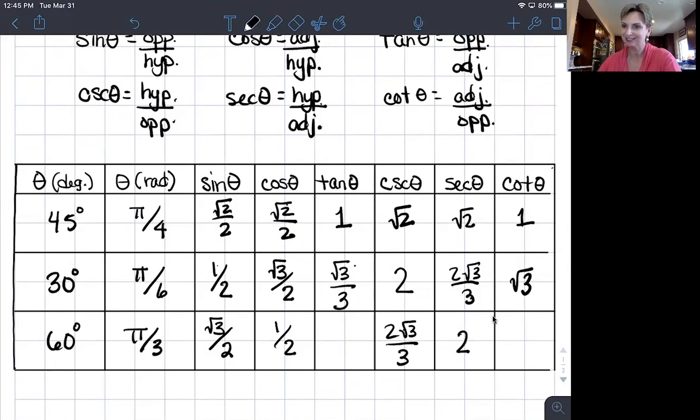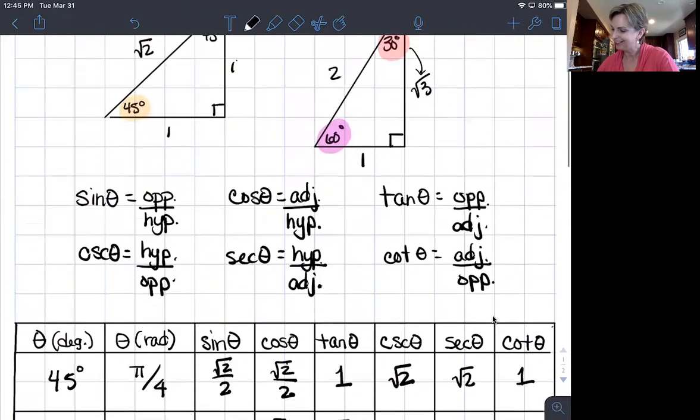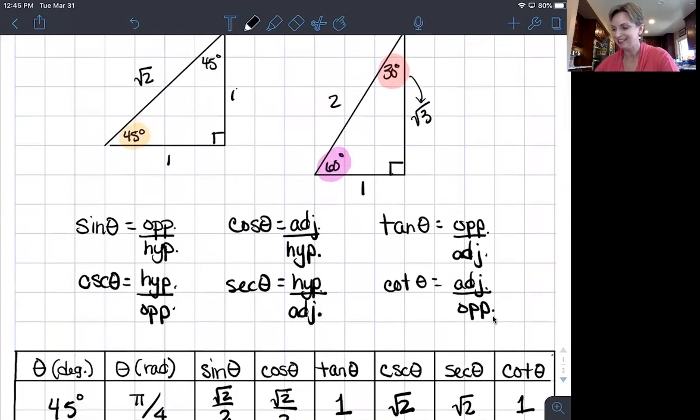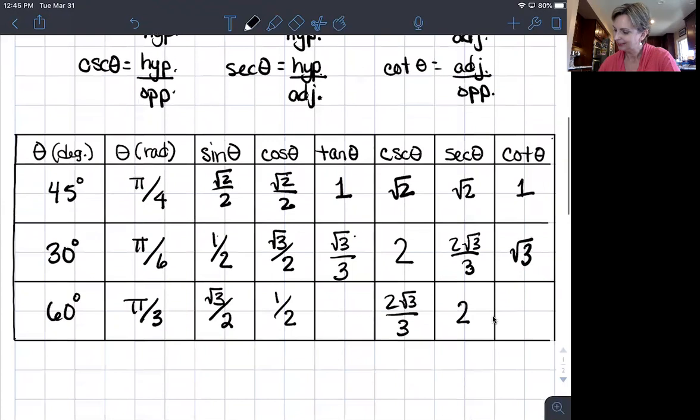Oh, we're almost there. Okay, now the last one, tangent of 60 degrees. Tangent, again, we're looking at that 60-degree angle here. Tangent is opposite over adjacent. Opposite is the square root of 3, and adjacent is 1. Okay, so tangent is the square root of 3.